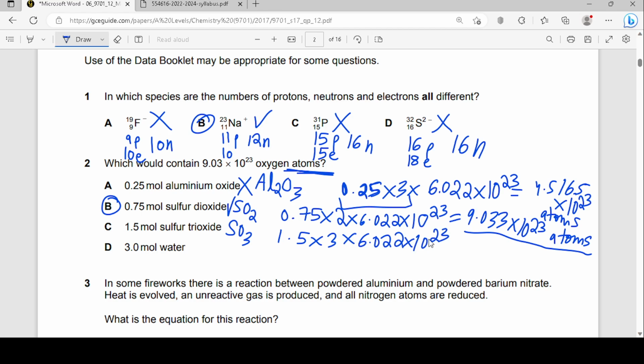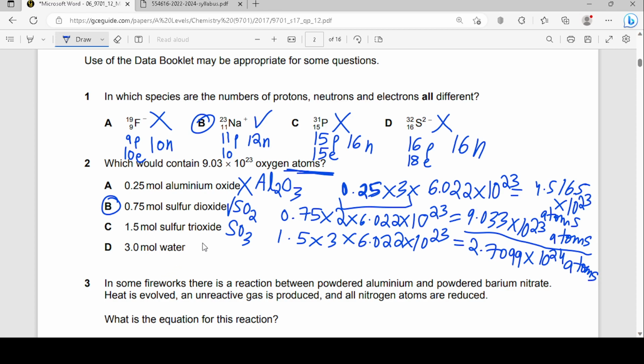So 1.5 into 3 into 6.02 to the 10 to the power 23. So that is 2.7099 into 10 to the power of 24 atoms of oxygen, which is again obviously not the correct answer.